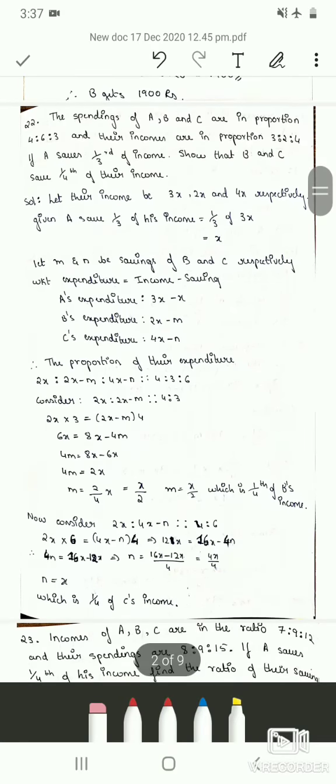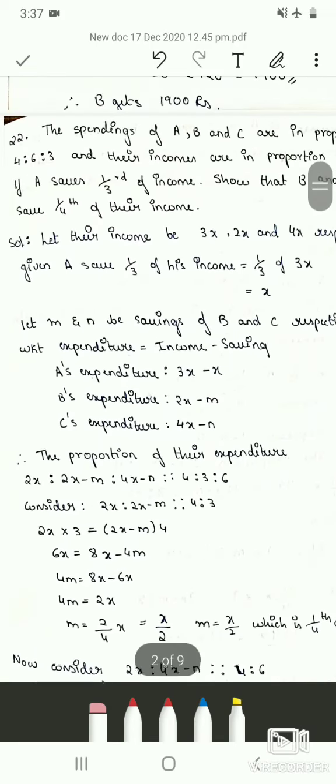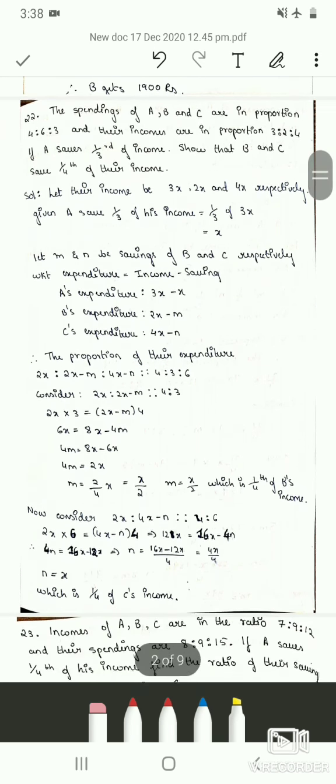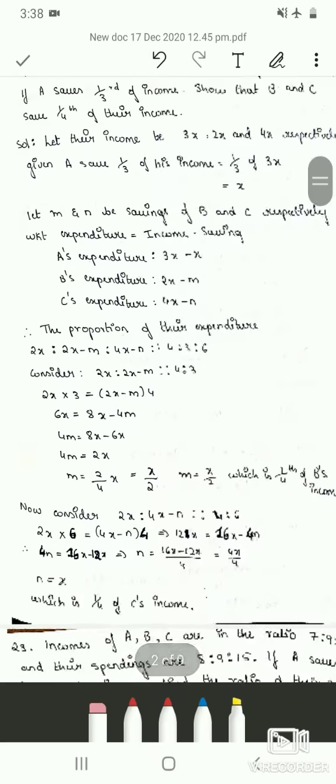So the next question is, the spendings of A, B and C are in proportion 4:6:3, and their incomes are in proportion 3:2:4. If A saves 1/3 of income, show that B and C save 1/4 of their income. So let's see the solution.